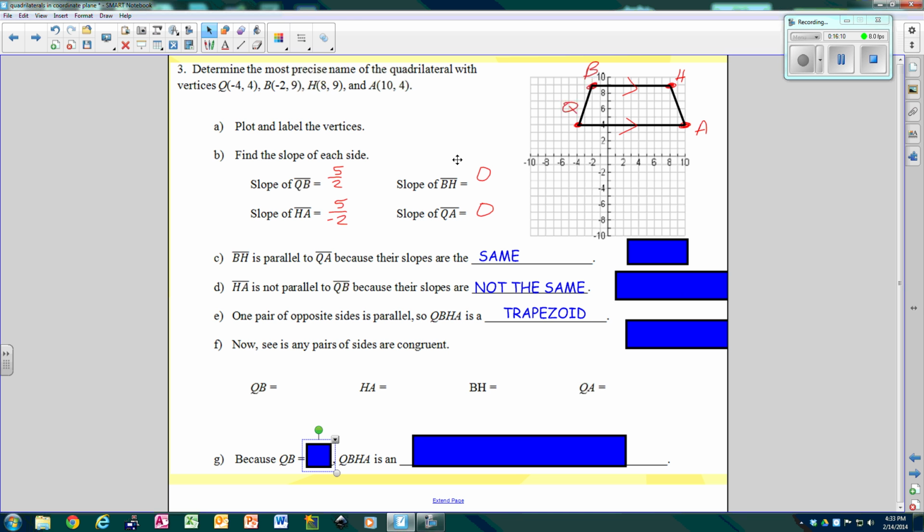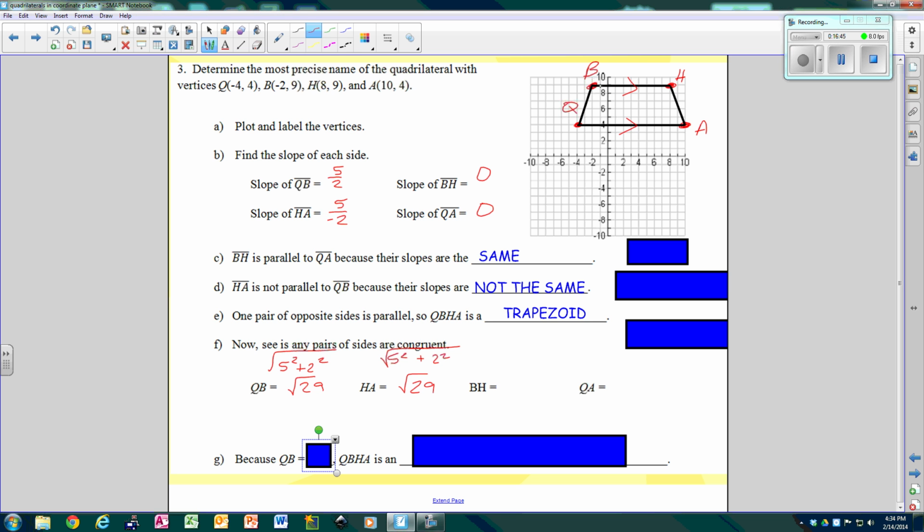Now let's see if anything is congruent. Okay, so QB, remember we said we rise 5, run 2. So that would be 5 squared plus 2 squared. So take the square root of that. So 5 squared plus 2 squared is 29. So that would be the square root of 29. HA, remember we did the same thing. We rise 5 went over 2, so it's also the square root of 29. Because it's 5 squared plus 2 squared. And then you still got to take the square root.